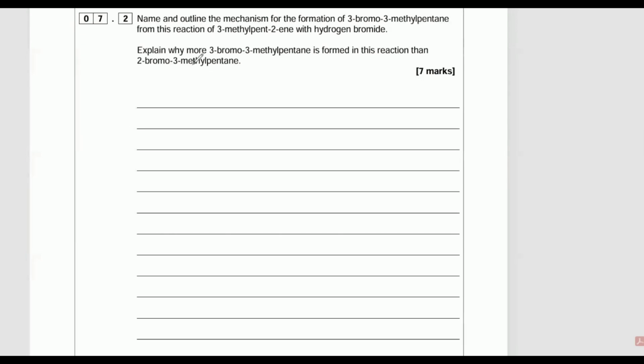What I'm going to do here, you could explain this all in words, but you could also get about 5 out of the 7 marks from the diagram alone, or you'd probably get all of the marks from the diagram alone if it's clear enough. So I'm going to go ahead and do the diagram. First of all, I need to draw the main reactants, which are 3-methylpentene and hydrogen bromide, and that's going to get me the first marks on the board.